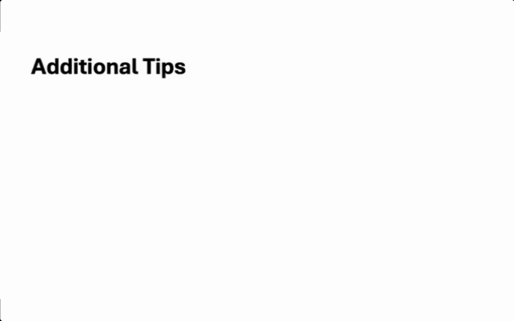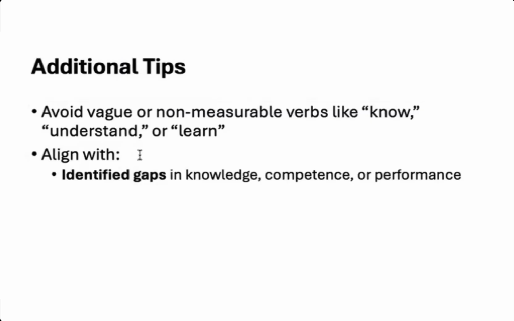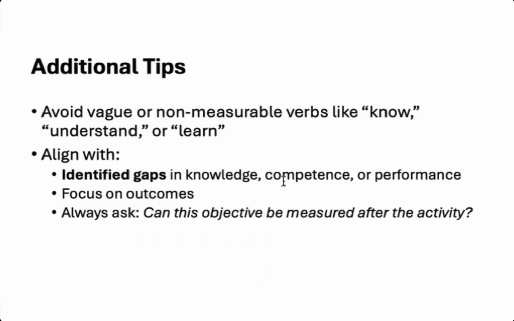All right. And then avoid vague or non-measurable verbs like know, understand, or learn, as I've mentioned several times. You want to align your learning objectives with the identified gaps. So they should absolutely correlate and meet those gaps that we've shown in that table. That's why that table is a useful exercise to do. And focus on outcomes. Always ask, can this objective be measured as a change after the activity?